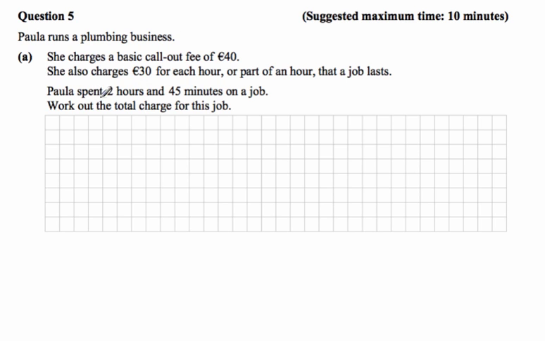Okay, so the first thing is that if she's called out, it's €40 before she even does anything. Now she spent 2 hours, that's two 30s. 30 for the first hour, 30 for the second hour, and then she spent another 45 minutes on the job. And it says it's €30 for each hour or part of an hour, so that's another 30, even though it's not a full hour.